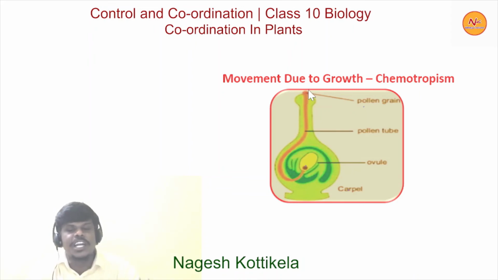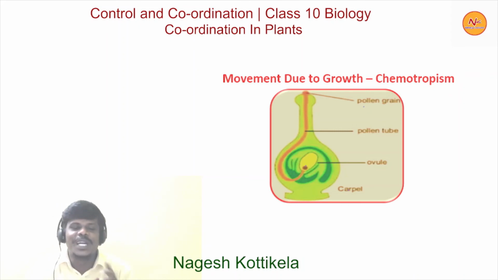When it germinates, the pollen tube is formed, and this pollen tube is growing towards the ovule because of the chemical substances that are present in this region. So, because of the chemical stimulus, the pollen tube is growing towards the ovule. This is what we call chemotropism, and it is a directional movement.